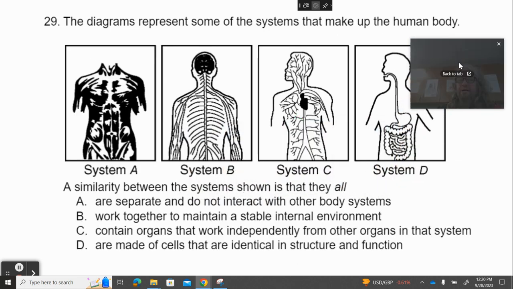Number 29, these diagrams represent some of the systems that make up the human body, system A, B, C, and D. A similarity between the systems shown is that they all, A, are separate and do not interact with other body systems. B, they all work together to maintain a stable internal environment. C, they contain organs that work independently from other organs in that system. D, they are made of cells that are identical in structure and function.